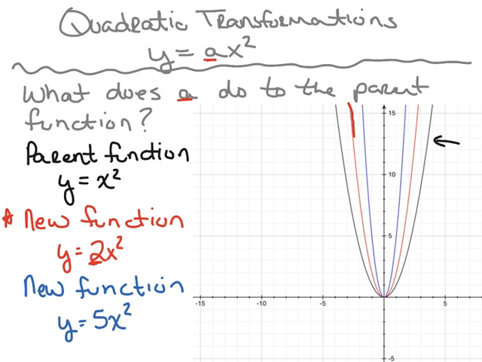Well, as you can see, I've got that graph right here in red. And as you can see, this red graph is a little skinnier or narrower than our black one, our parent function. So all the 2 did was make the graph narrower.